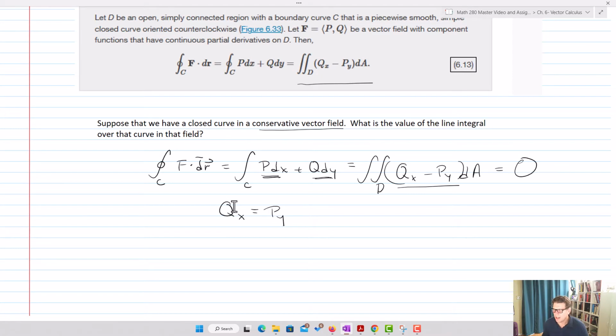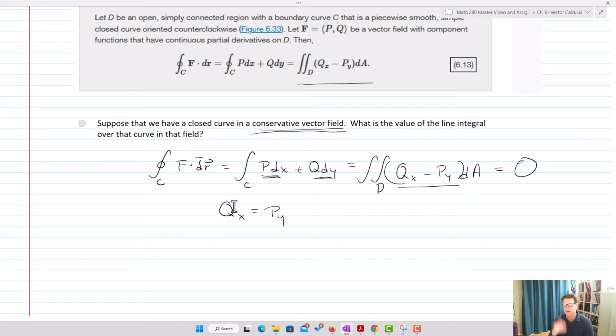So what this tells me is that if I have a conservative vector field and a closed curve, then the value of that line integral over that closed curve is going to equal 0. Which makes sense, because basically you really haven't gone anywhere. We calculated the work going out to wherever the farthest point is on the side of the curve, but then we head backwards, and we essentially subtract out everything that we added in.